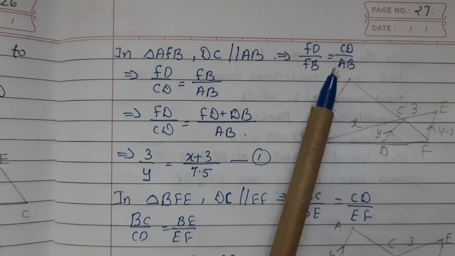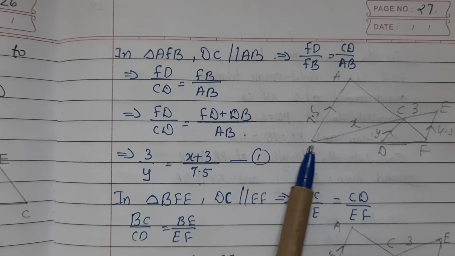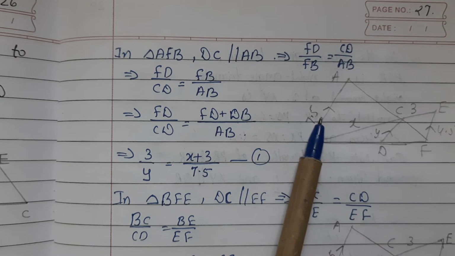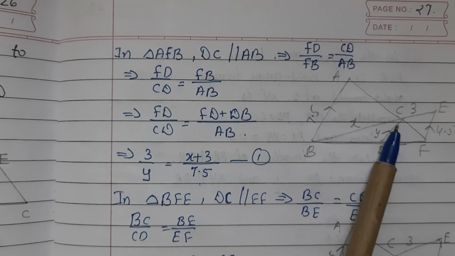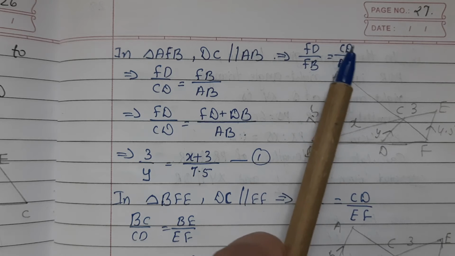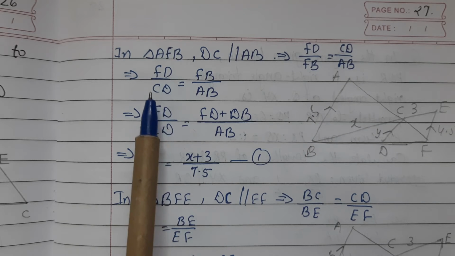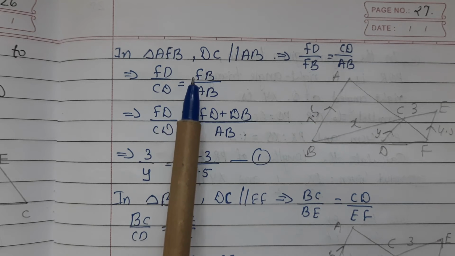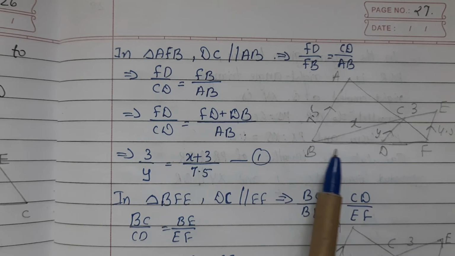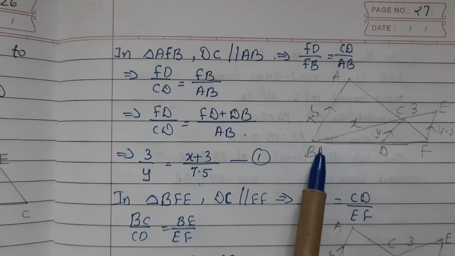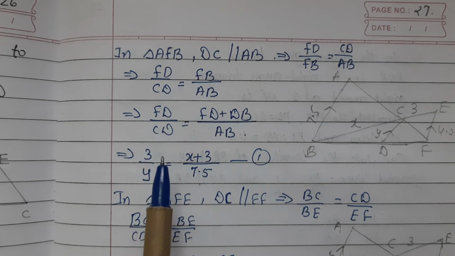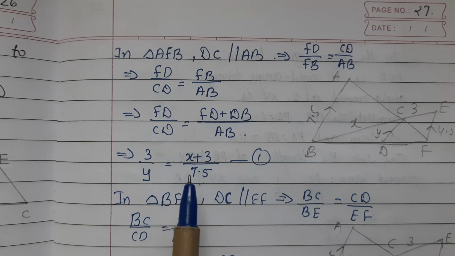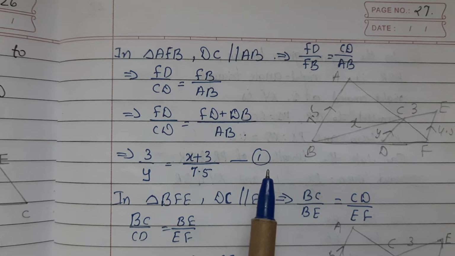In triangle AFB, DC is parallel to AB. Therefore, FD upon FB is equal to CD upon AB. Just interchange these two numbers. FD upon CD equal to FB upon AB. FB is FD plus DB, which is x plus 3. FD is y, so y upon CD... equal to x plus 3 upon 7.5. Let this be equation 1.